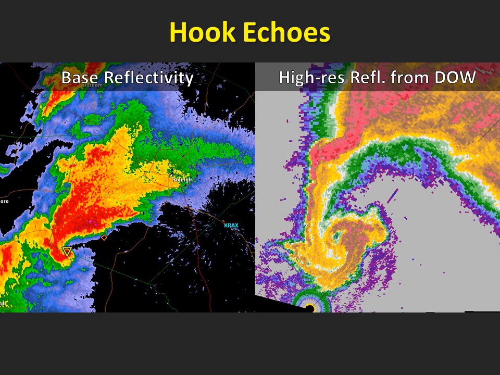On right-moving supercells, hook echoes are normally located on the southwest side of the storm, while left-moving supercells display hook echoes on the northwest side. We will go into more detail on right and left-moving storms in a few moments.